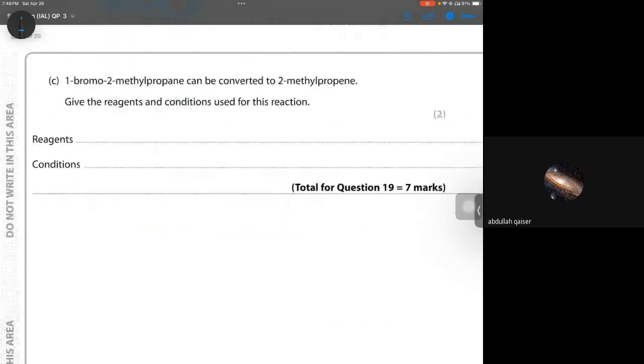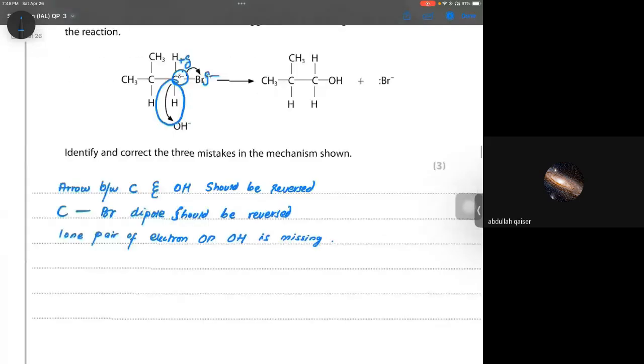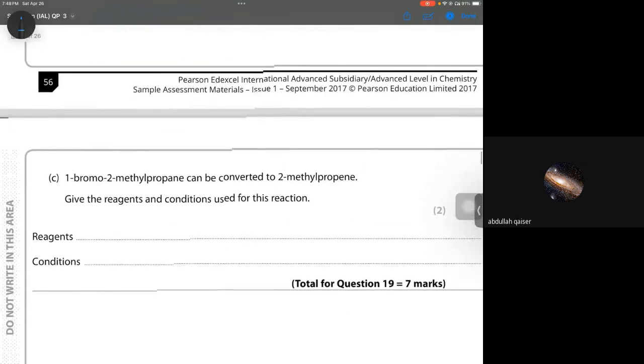1-bromo-2-methylpropane. Why is the carbon-bromine bond arrow supposed to be reversed? Bromine is electronegative. It's supposed to have a negative charge. That's why.